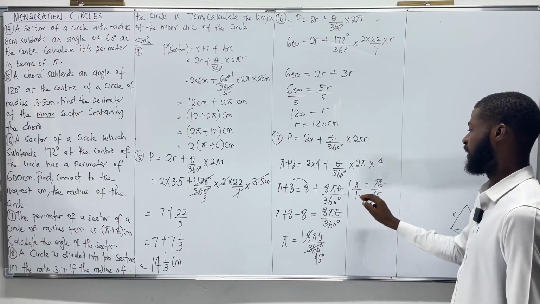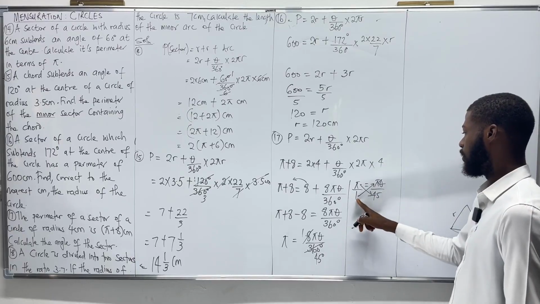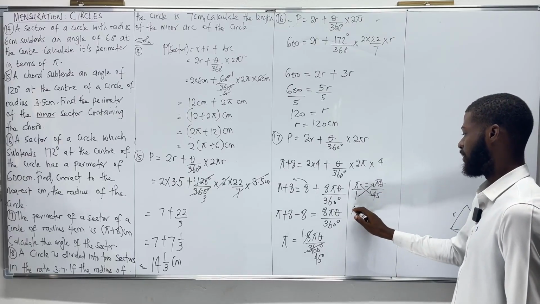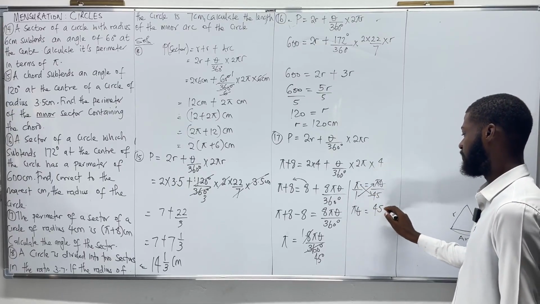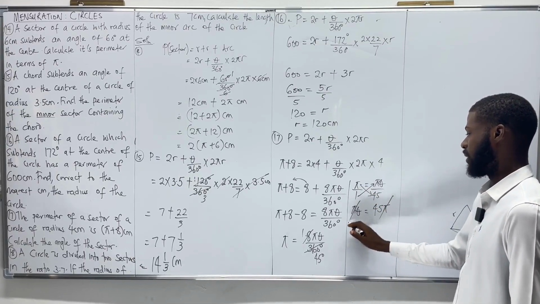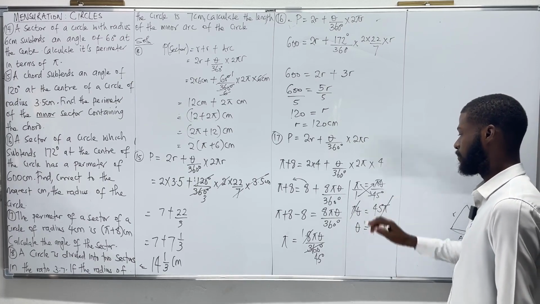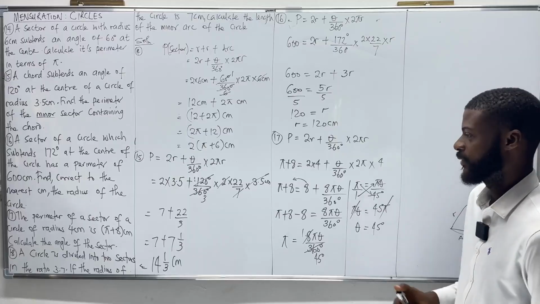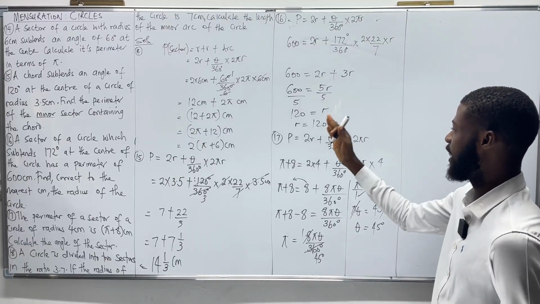Now I can put over 1 here and cross multiply. So this will times this will times this. 1 times pi theta is pi theta. Then pi times 45 is 45 pi. Now pi can cancel out pi. That means theta is equal to 45 degrees. So that will be the angle. All right, let's move on to the next one.